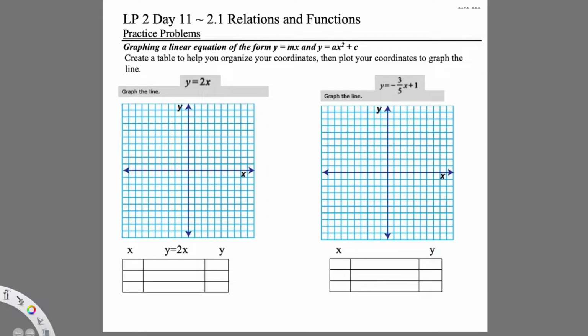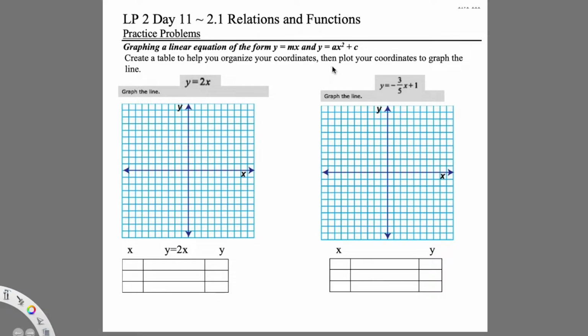All right, so today we're going to start taking a look at graphing linear equations of the form y equals mx and y equals ax squared plus c. So they're just two forms. It's really the same equation. There's just a little bit more in one equation than the other.